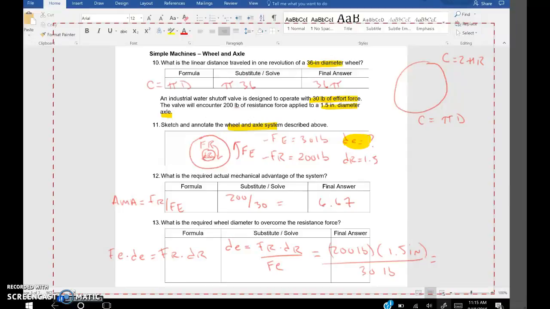If we do the math, then we should come up with a DE of 10 inches. Okay, that's your DE. Okay, that's it.